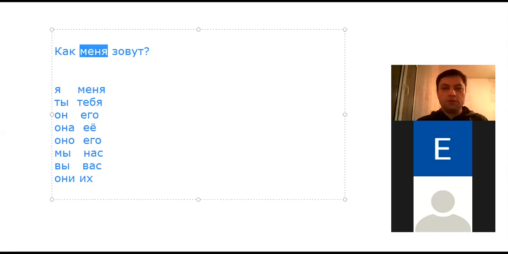If you speak to somebody who is close to you, a friend or somebody who you know very well, then you use the pronoun ты, you, singular, and then you would say как тебя зовут, как тебя зовут.